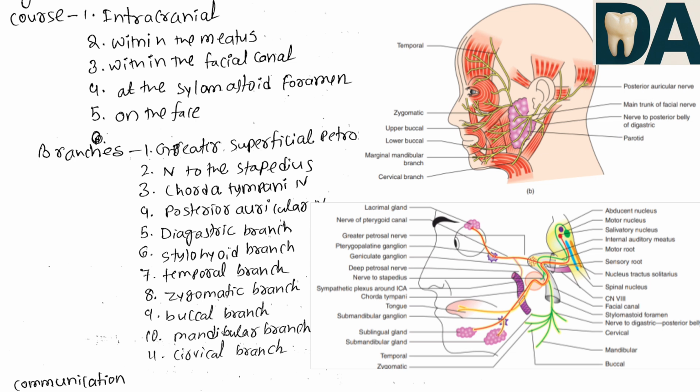Third, within the facial canal, the facial nerve traverses through the facial canal. Initially it runs in a lateral direction between the cochlea and vestibule, and courses towards the tympanic cavity. Then the nerve turns backwards and downwards to reach the stylomastoid foramen.